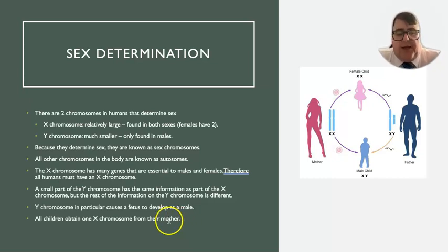All children are going to get 1 X chromosome from their mother. So the mother, because it only has 2 X's, can only pass on an X. So you can see here the female child's got an X from mum. The male child's got an X from mum. So therefore it's up to the male. If a male gives an X chromosome, it's going to be a female. If the male gives a Y chromosome, it's going to be a male.